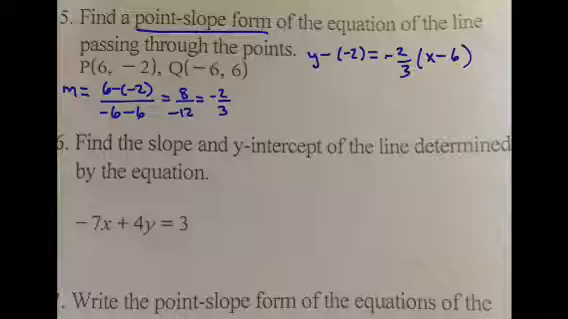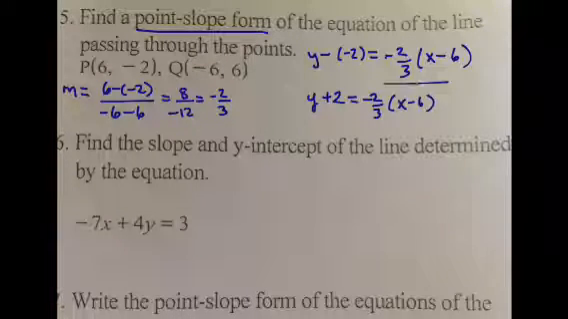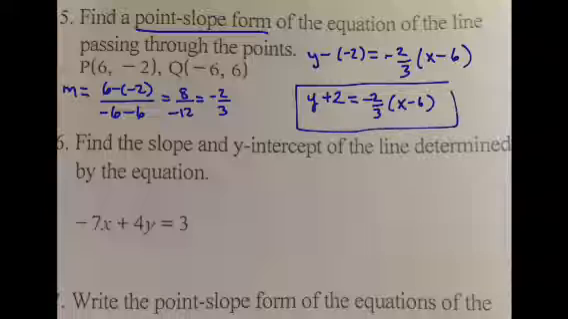Okay, and check your notebook for the formulas for the different forms. I didn't write it out right here, I'm just saying it out loud. So then just simplify. y + 2 = -2/3 times the quantity of (x - 6). This is point slope form. You don't do anything else. This is it.